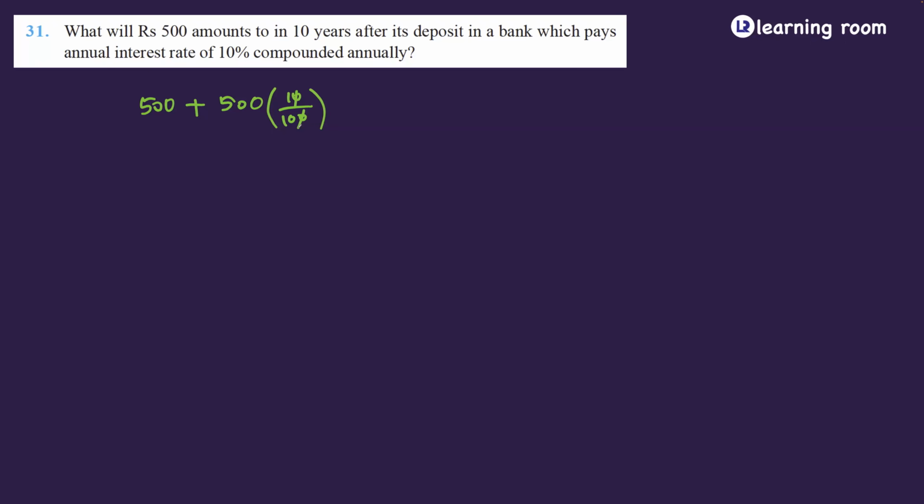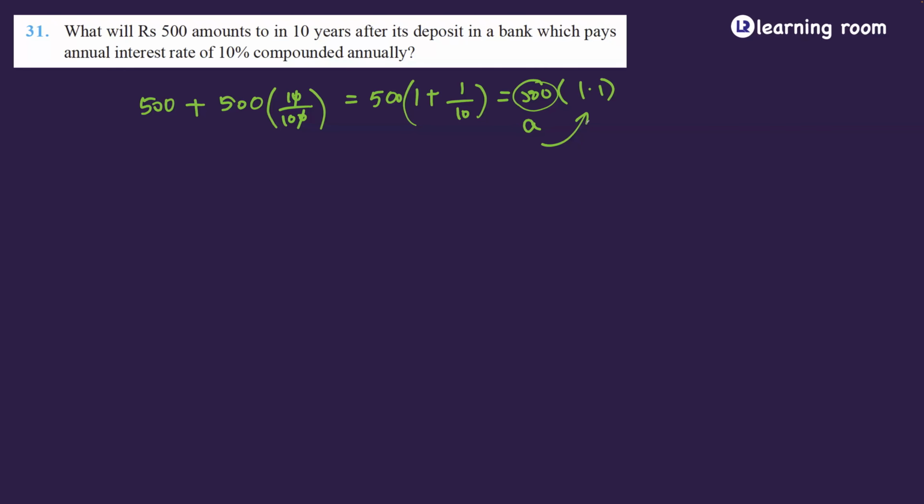So you're going to get? No, I'm not concerned about the 50. I'm taking this 500 outside. What is the value I'm getting inside? 1 plus 1 by 10. So it is 500 into 1.1, the amount is getting multiplied with 1.1. So basic A is getting multiplied with the value of 1.1.